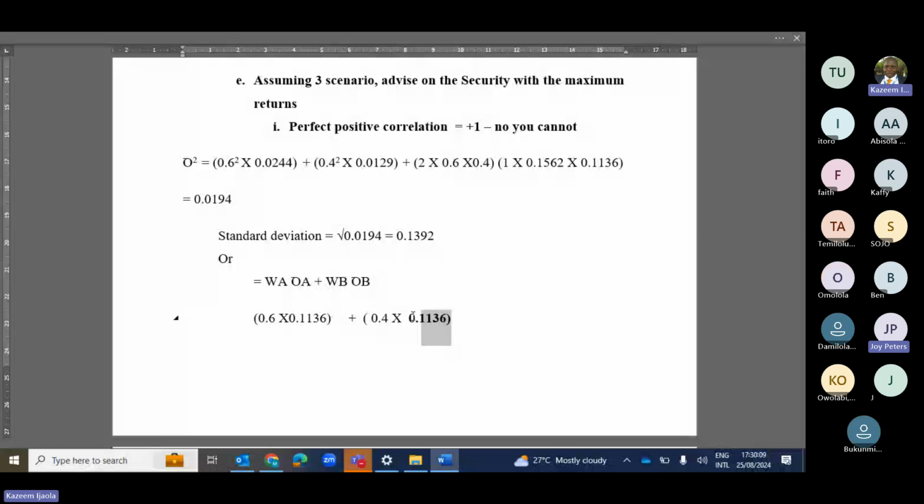I got 0.0233. Then the standard deviation.